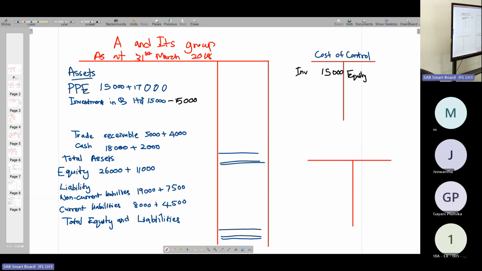You need to put the debit and the credit. Return credit. Cost of control credit. Close that. Debit. Now look, the tip I show my friend. Did you write it? Yes. Debit, credit. Debit, credit.